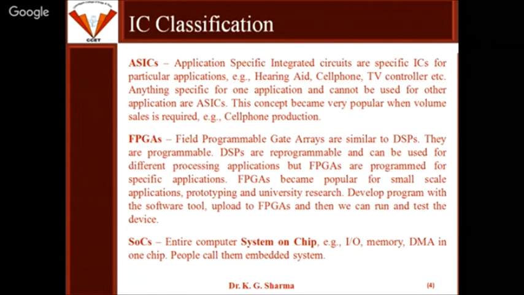Next is system-on-chip. It means the entire system is developed on a single chip. For example, input, output, memories, and the DMA are developed in one chip. People may call it an embedded system.